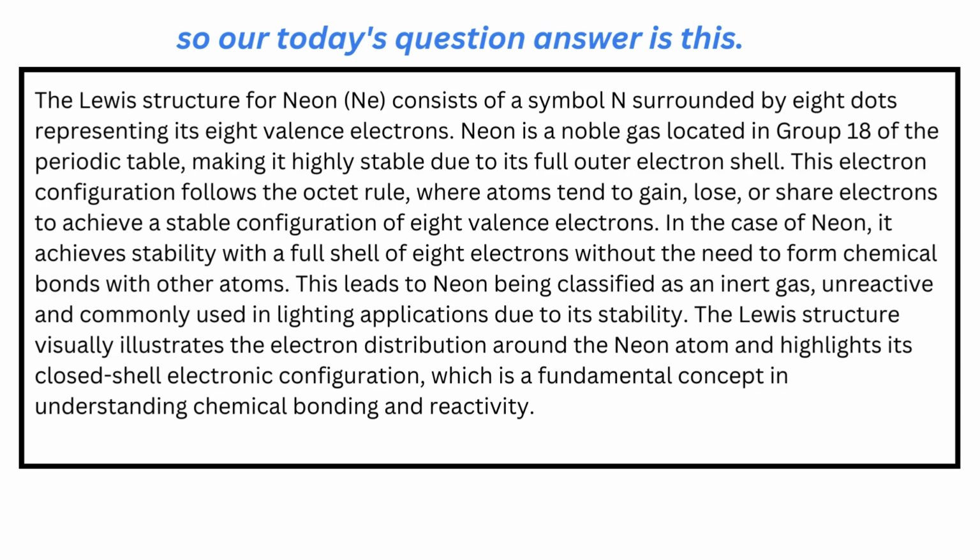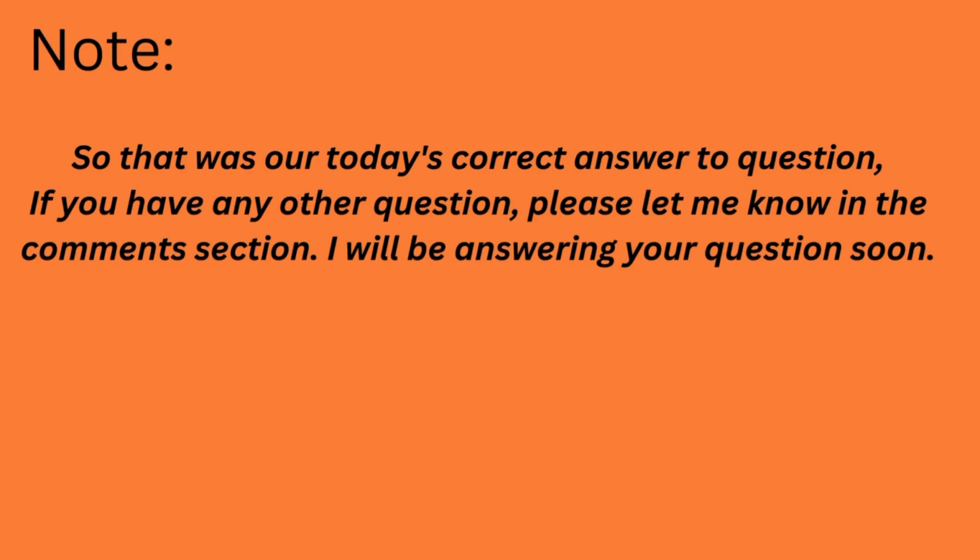Due to its stability, the Lewis structure visually illustrates the electron distribution around the neon atom and highlights its closed shell electronic configuration, which is a fundamental concept in understanding chemical bonding and reactivity. So that was our today's correct answer to the question.